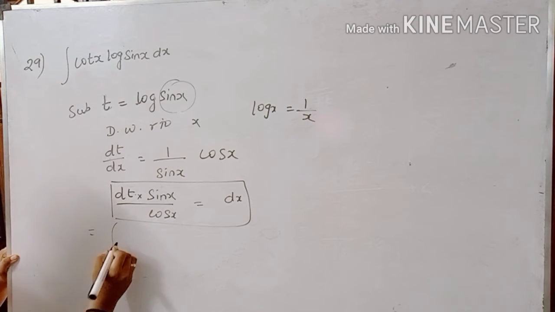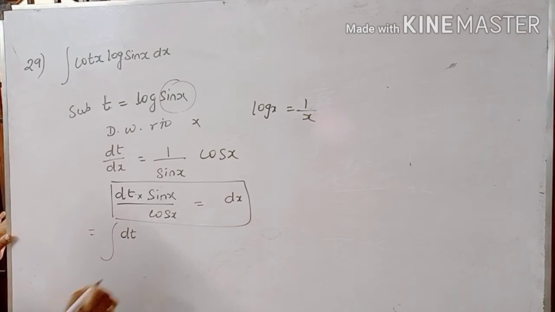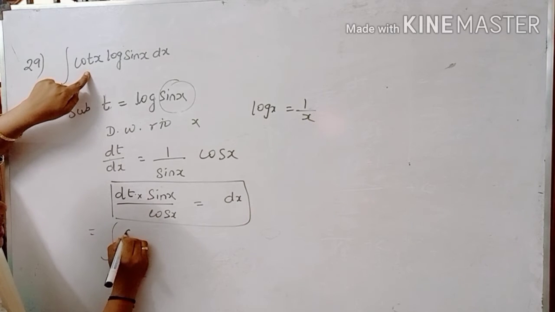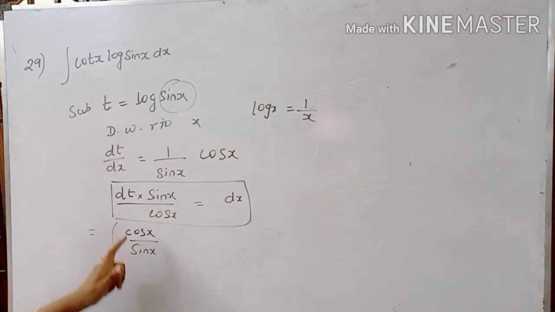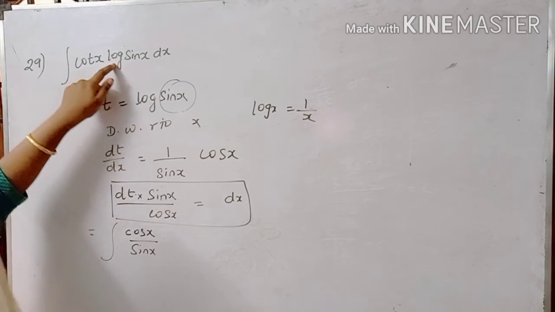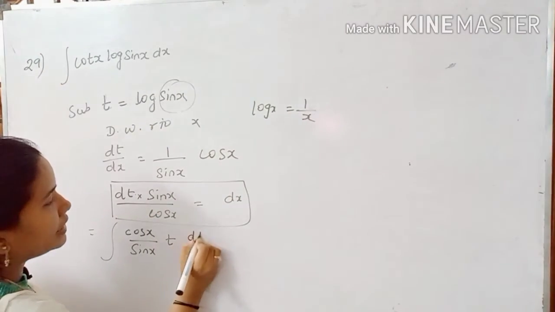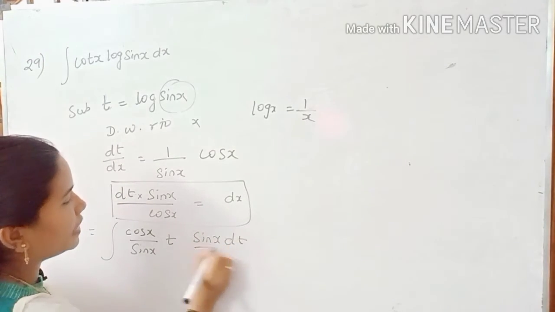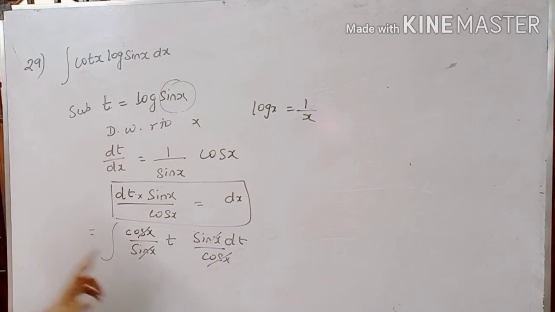So now let us substitute the value. So integral cot x dt. This cot x I can write as cos x divided by sin x, and log sin x is nothing but t, and dx I can write as sin x dt divided by cos x. So now this cos x, sin x will get cancelled and we are left with integral t dt.